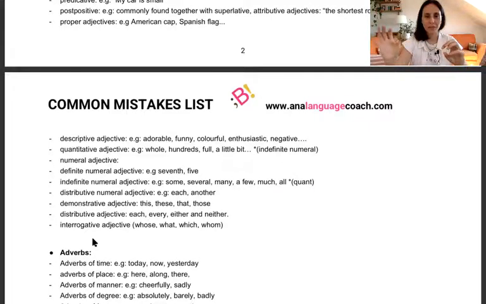Numeral adjectives. Definite numeral adjectives, we have seventh, five. Indefinite numeral adjectives, we have some, several, many, a few, much, all. So kind of quantitative, the same. Distributed numeral adjectives: each, another. Demonstrative adjectives: these, that, those. Distributive adjectives: each, every, either, and neither. Interrogative adjectives: whose, what, which, whom.